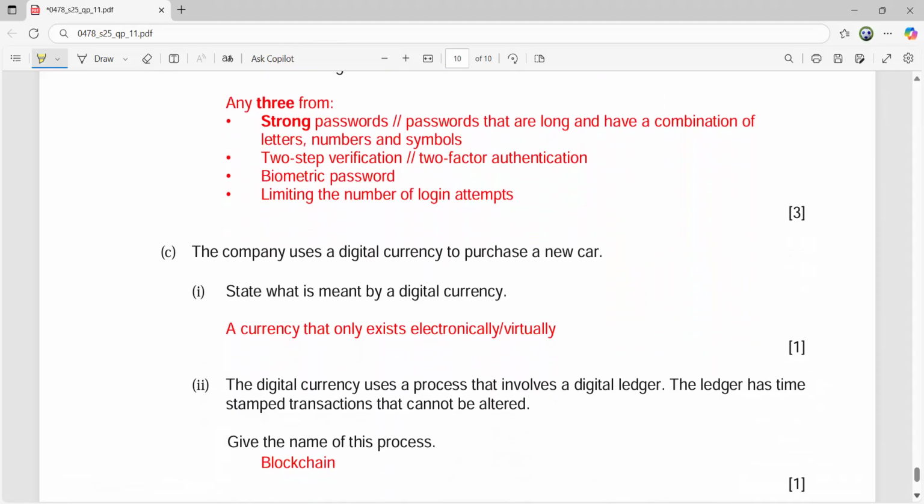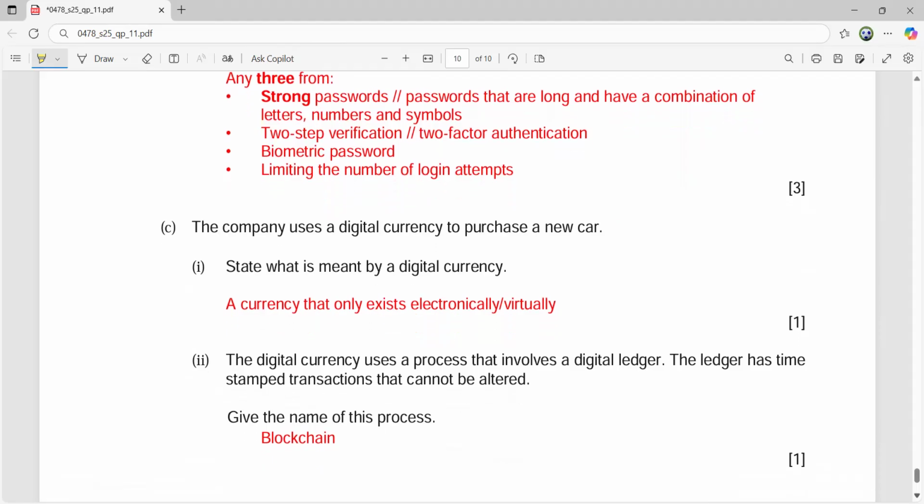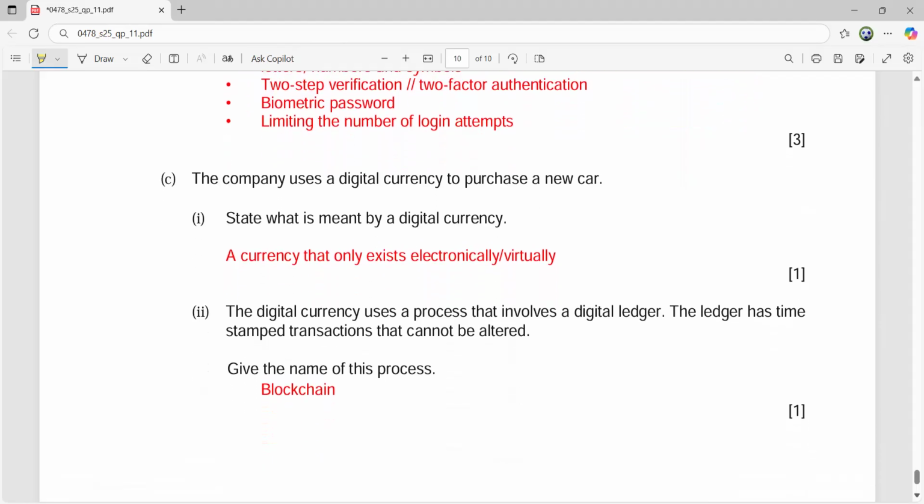And part 2. The digital currency uses a process that involves a digital ledger. The ledger has time-stamped transactions that cannot be altered. Give the name of this process. That is blockchain. So in this manner, you have answered the question appropriately, having a little caution, and inshallah, marks are yours.